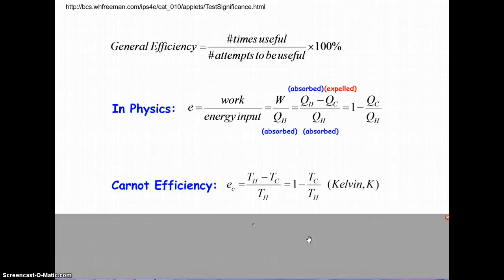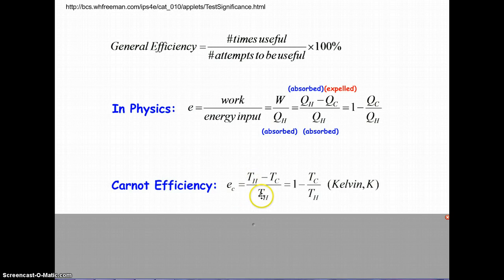Well, what's an indication or a way to measure that internal energy? And that, of course, is temperature. So we have the temperature of the hot reservoir minus the temperature of the cold reservoir divided by the temperature of the hot reservoir equal to the Carnot efficiency, which we show as an E subscript C.